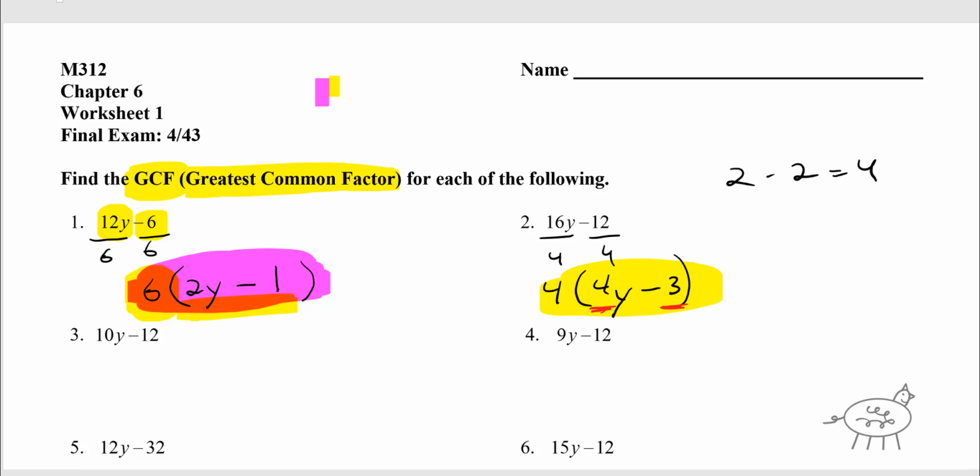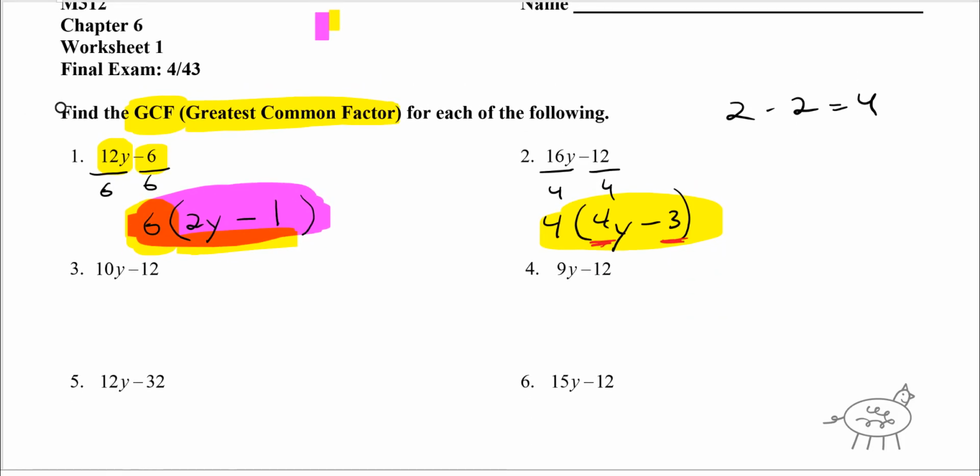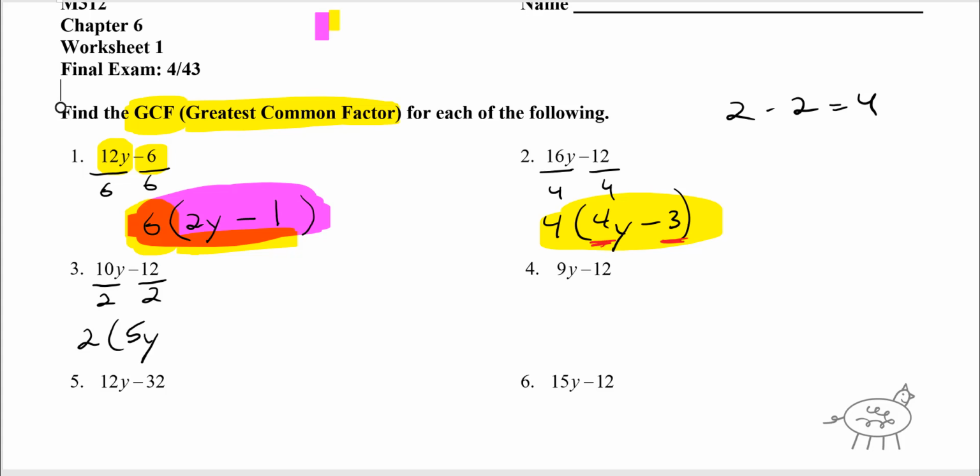Okay, let's do a few more here. Again, they're both even numbers, so I'm going to divide by 2. I can't see any number bigger than 2 that goes in there. So 2, and then 10y divided by 2 is 5y, and 12 divided by 2 is 6. And that's your answer.